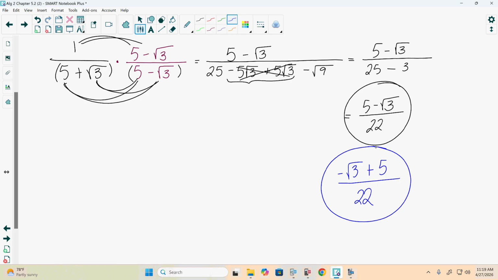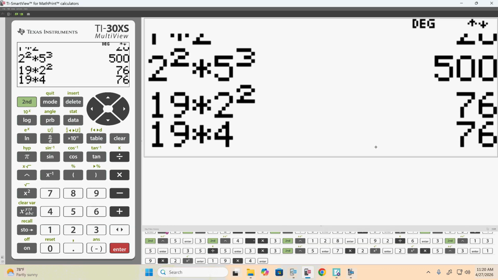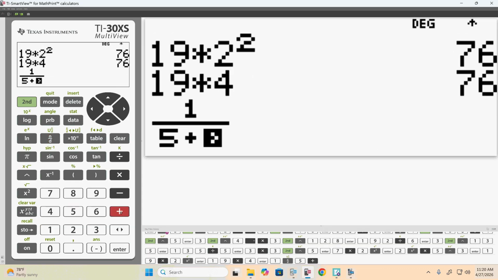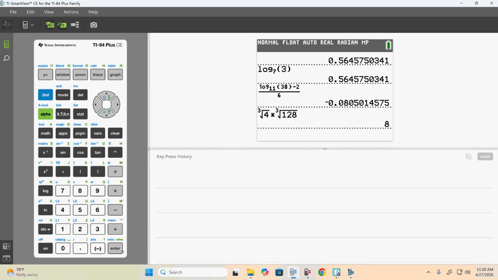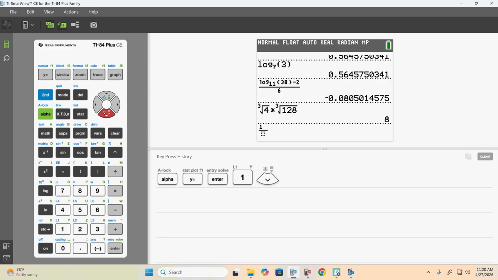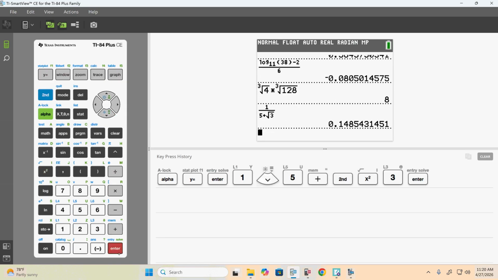Questions on what we've done so far? So we feel comfortable with this here? And there's no reason I would ever show you how to do something by hand we couldn't do in a calculator? Of course, your graphing calculator is going to give you a decimal approximation every single time.